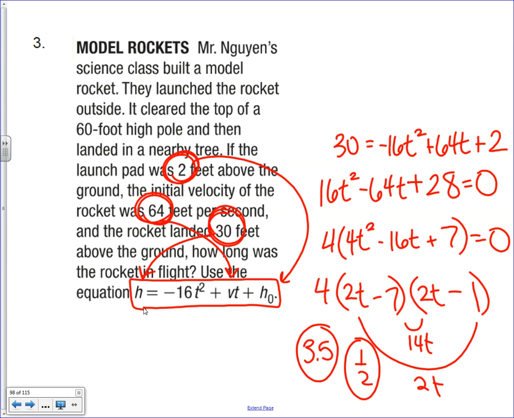Question is, which one do I want? Well, when this rocket goes up, it goes in this shape. They're asking for how long was it in flight. Well, this will be on the way up, this answer over here. This will be when it lands, which is what I'm asking for. So 3.5 seconds.